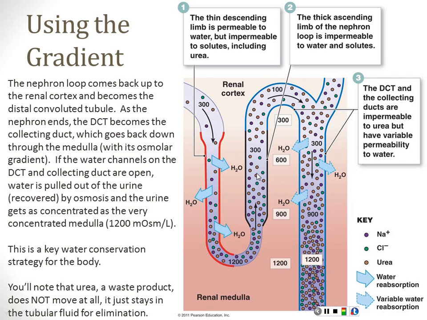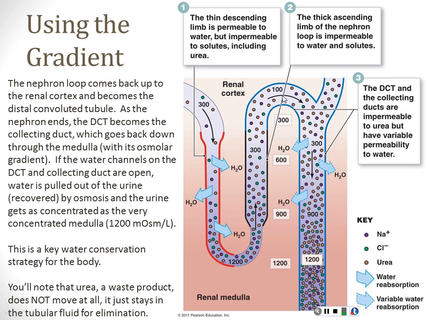Now, as we go up, the purples are pumped out. So they're pumped out here. By the time we get up here, there's many less purples. But the oranges, the urea, stay in. They're never pumped out. The urea that comes in here is still in here, is still in here. So even though the water is being removed and the salt is being removed, the urea is not being removed. It's staying behind.